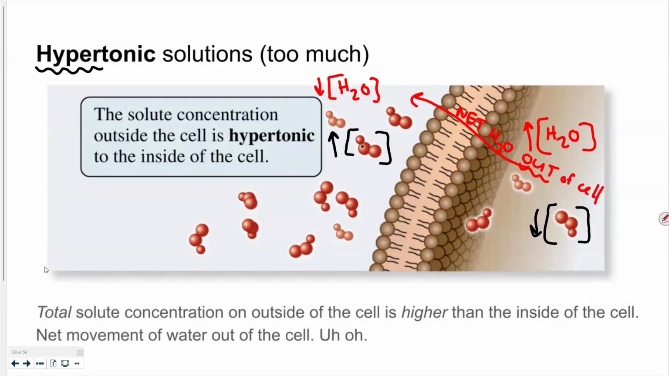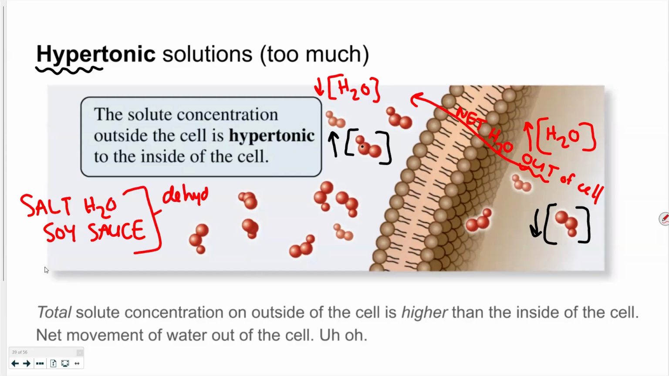Okay. So if you drink salt water or ocean water, or a ton of soy sauce, you're going to get more dehydrated. Going to dehydrate your cells.